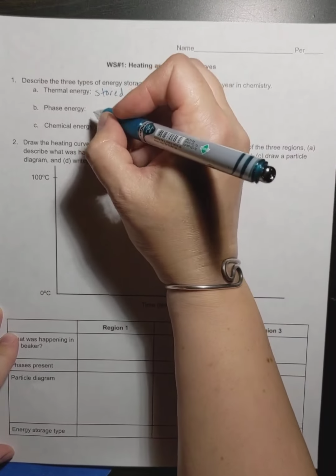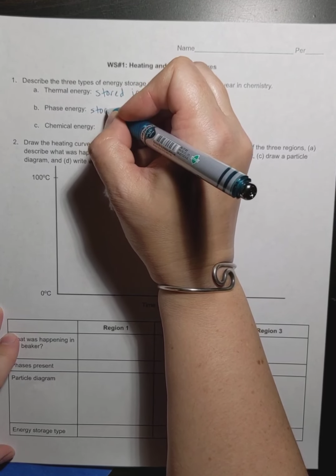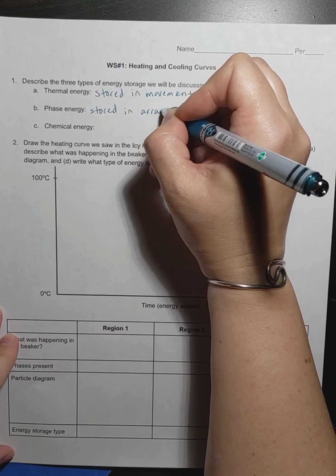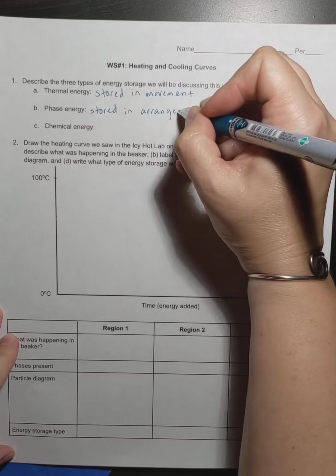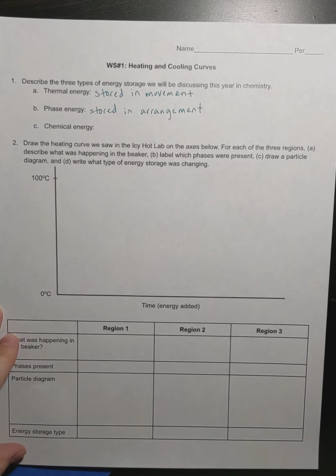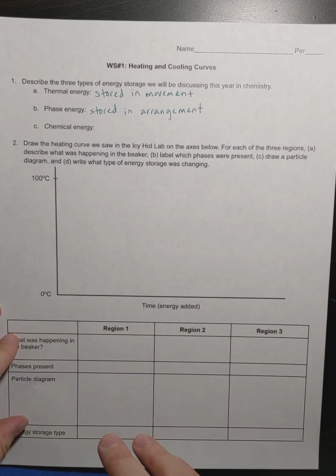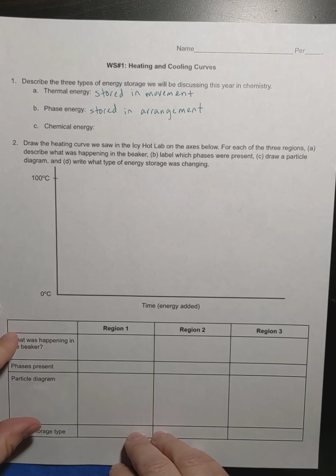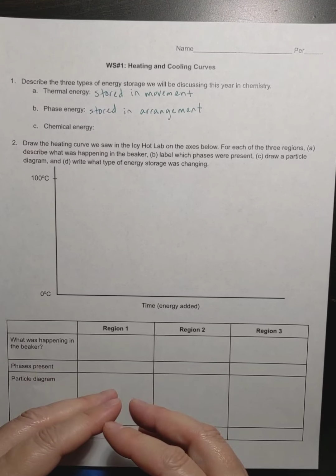Phase energy is stored in the arrangement of particles. This is one that's newer to us. So by arrangement, I mean, is it a solid, liquid, or gas? We talked about how there's attractions between particles. Those are called intermolecular forces. And in a solid, those attractions hold them into a rigid shape.